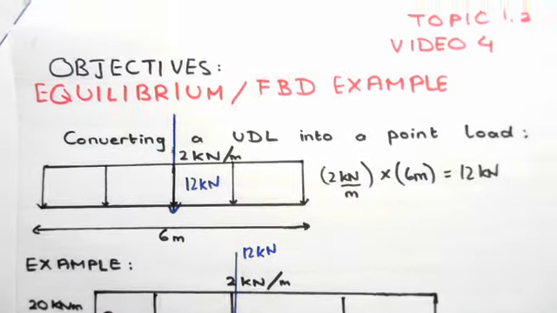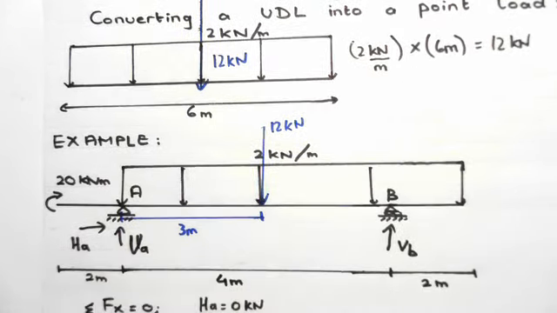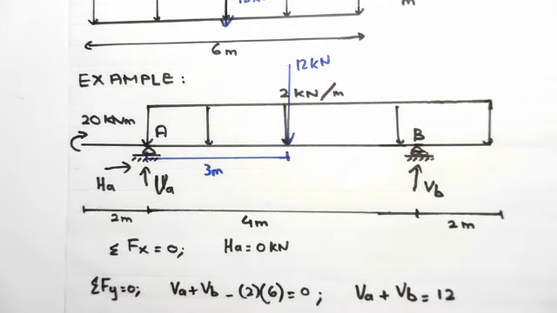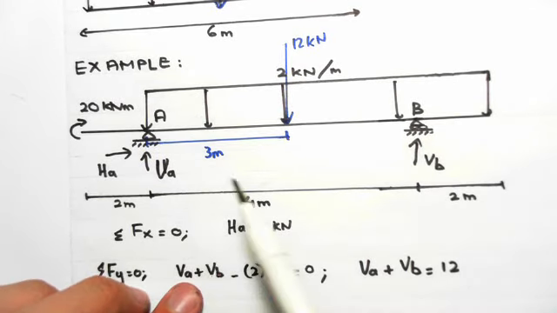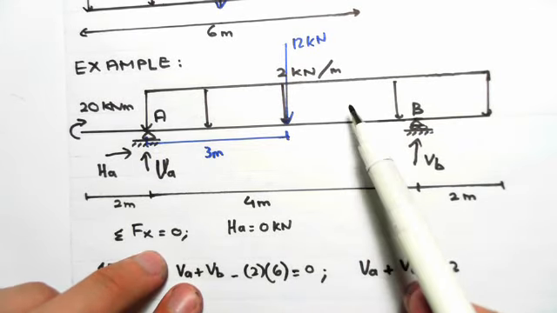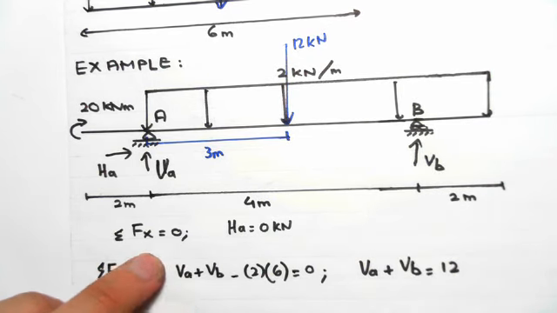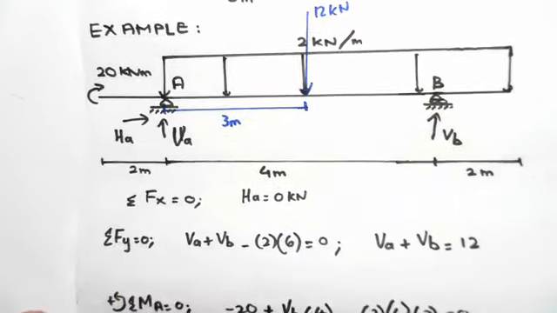So just a quick recap of this example. Sum of the forces in the x direction was 0. Since HA is the only horizontal force, HA is 0 immediately. Next we did the sum of the vertical forces, Fy equals 0. So VA plus VB, so the vertical restraints, minus the UDL, which is 2, and we multiplied by 6 to convert it into a point load, since we can't add kilonewtons with kilonewtons per meter. This gave VA plus VB equal to 12.